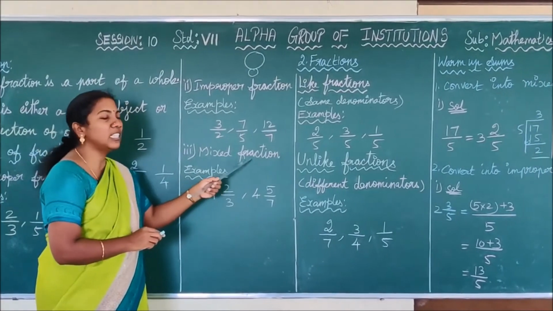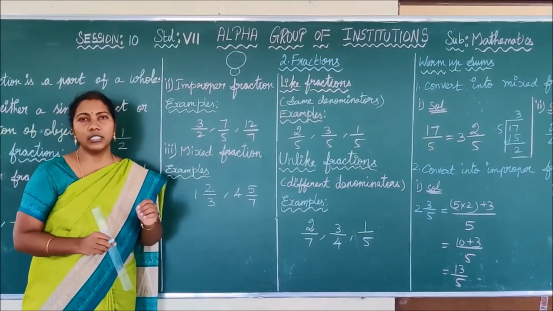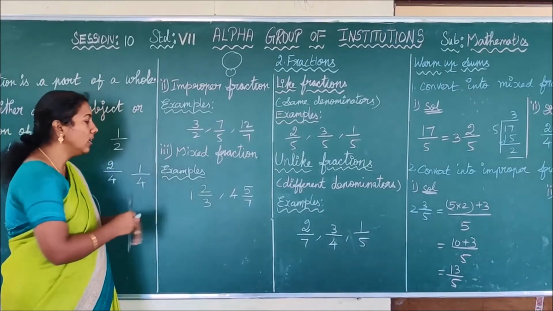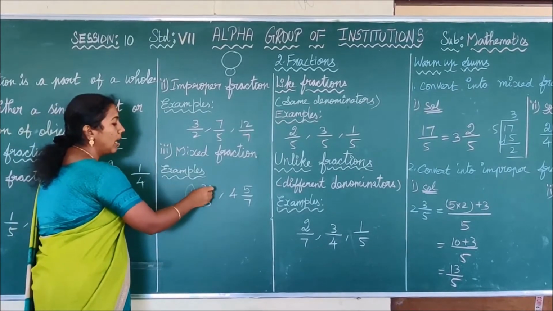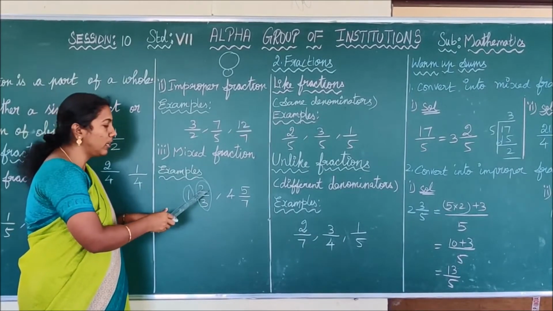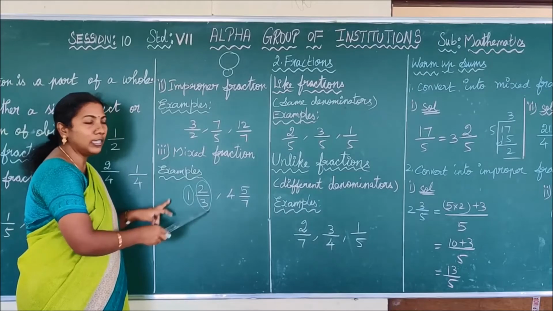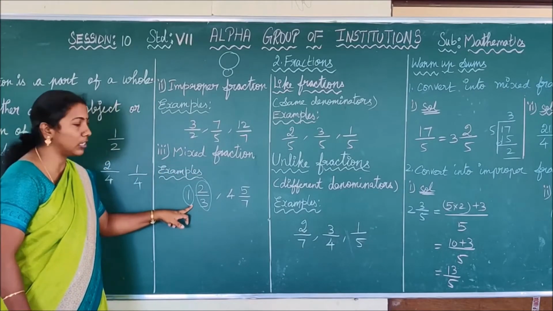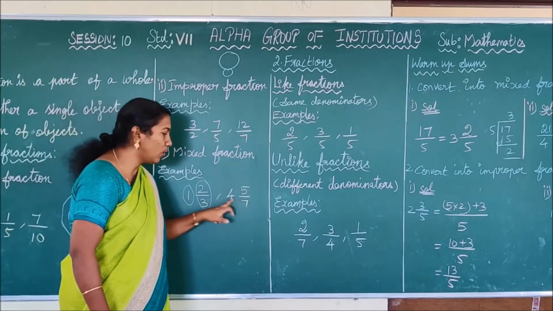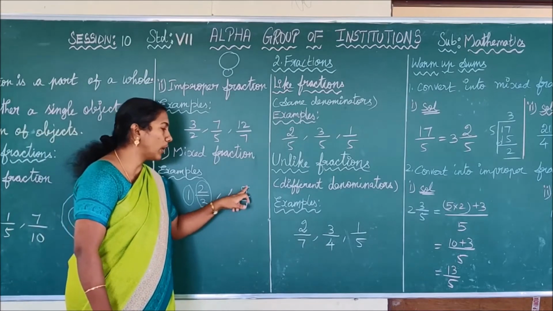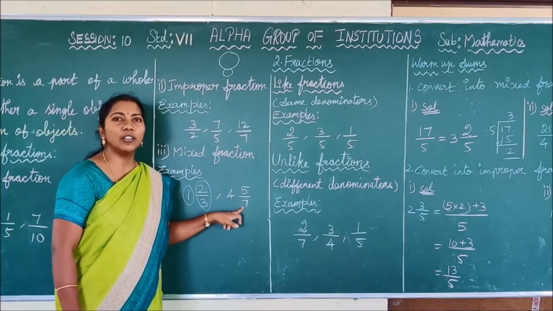What is meant by mixed fraction? Mixed fraction is the combination of whole number and a proper fraction. See here, this is one whole number 1 and this is a proper fraction. 2 by 3 is a proper fraction. See, numerator is smaller than the denominator. Thus, mixed fraction is combination of whole number and a proper fraction. This mixed number is combination of whole number 4 and a proper fraction 5 by 7. Thus, 4, 5 by 7 is a mixed fraction.